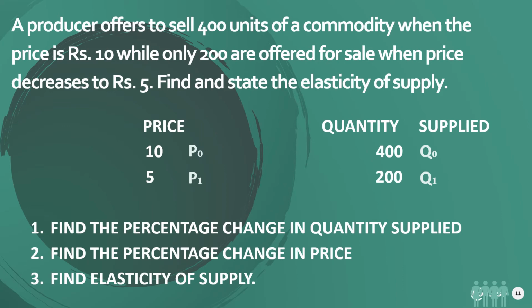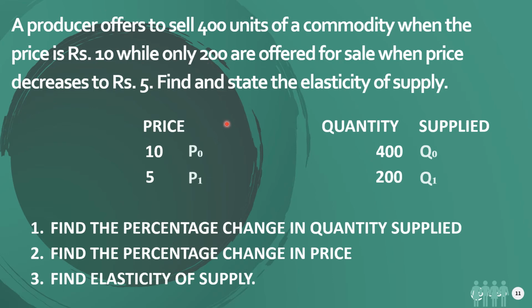Let us go on to solve another problem which is asked in a different way. This is a worded problem, so let's begin to read it. A producer offers to sell 400 units of a commodity when the price is rupees 10. So we see here the original price is rupees 10 and the original quantity supplied at that price rupees 10 is 400 units. While only 200 units are offered for sale when the price decreases to rupees 5. So we see the new price is rupees 5 and at the new price the quantity supplied is 200 units.